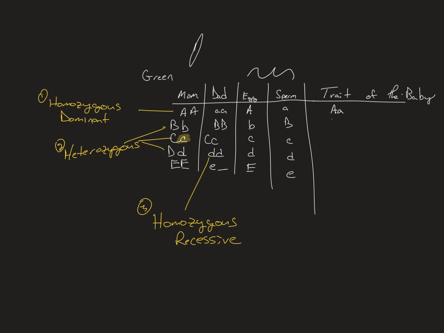And the genotype is big A, little a, big B, big C, little c, little d, big E, little e. So it's heterozygous for A, B, and E, and it's homozygous recessive for C and D. Do you all agree? Yeah. All right. So now let's go ahead and see what the traits are.